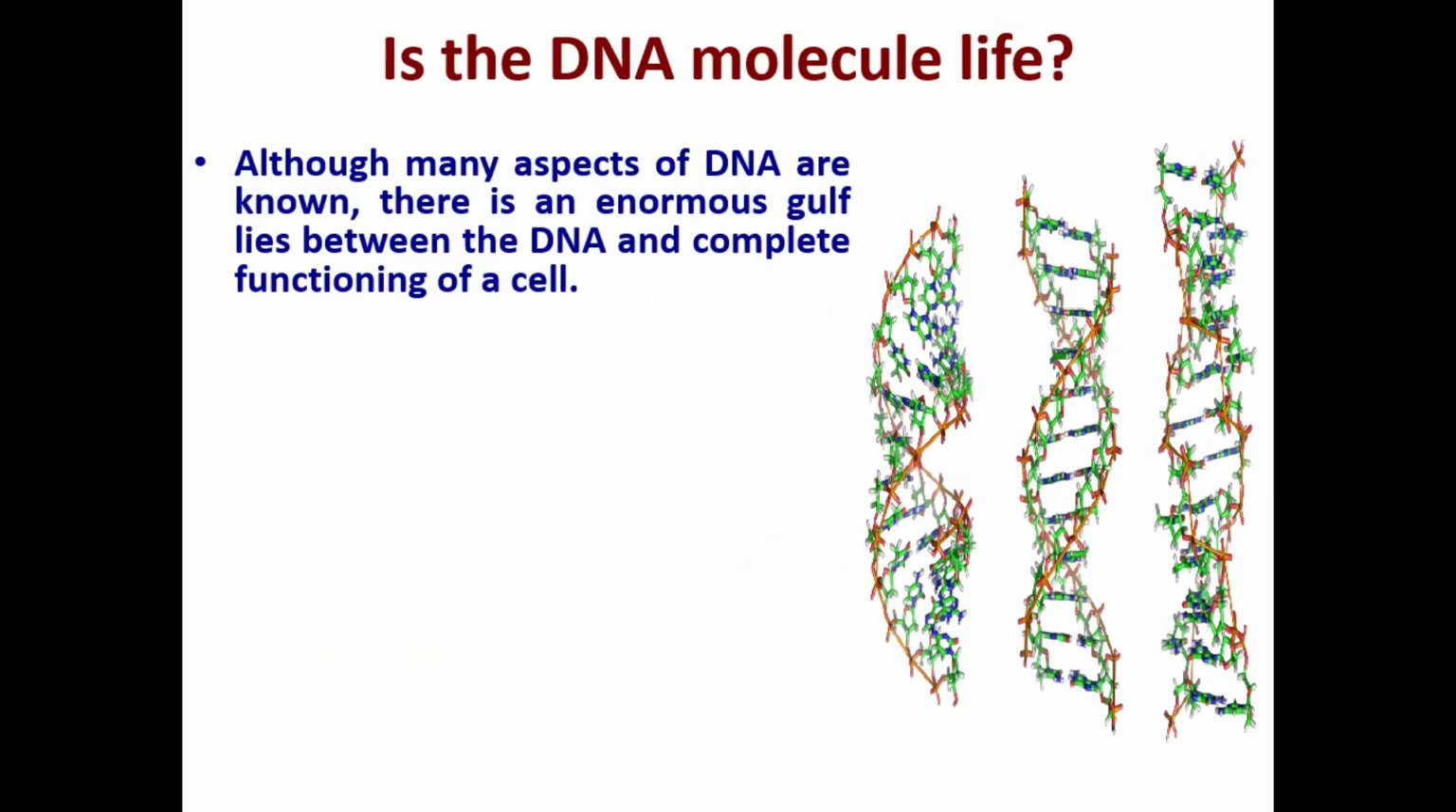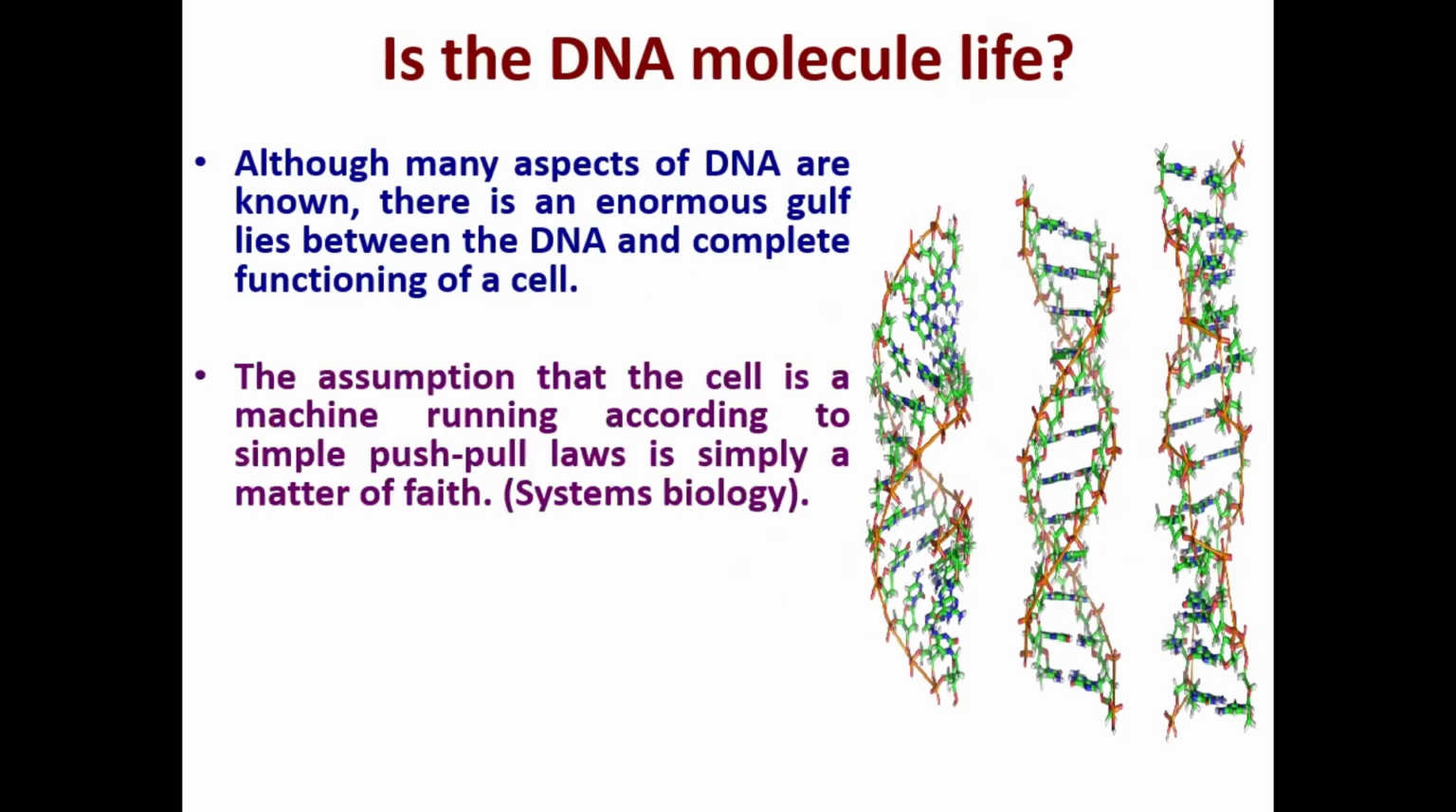There are so many things, but still there is a big gap between the DNA and the complete functioning of a cell. Even after the genomics era, and in the present omics era also, there is a big gap in understanding the complete functioning of a cell. So what scientists basically do is assume the cell is a machine and all the reactions are running according to simple push and pull laws. And this assumption is also a kind of faith.